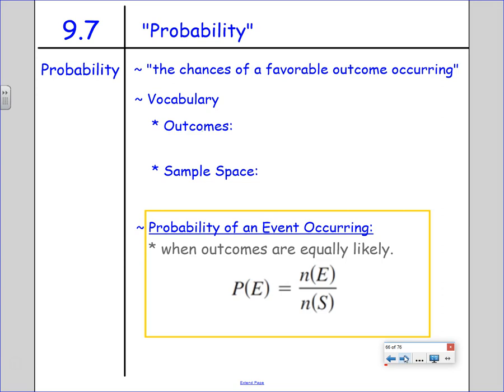Vocab you might see. Outcomes, sample space. Ooh, I already talked about that one. And then in general, probability is the number of ways a specific event can occur divided by the number of ways possible in the sample space.